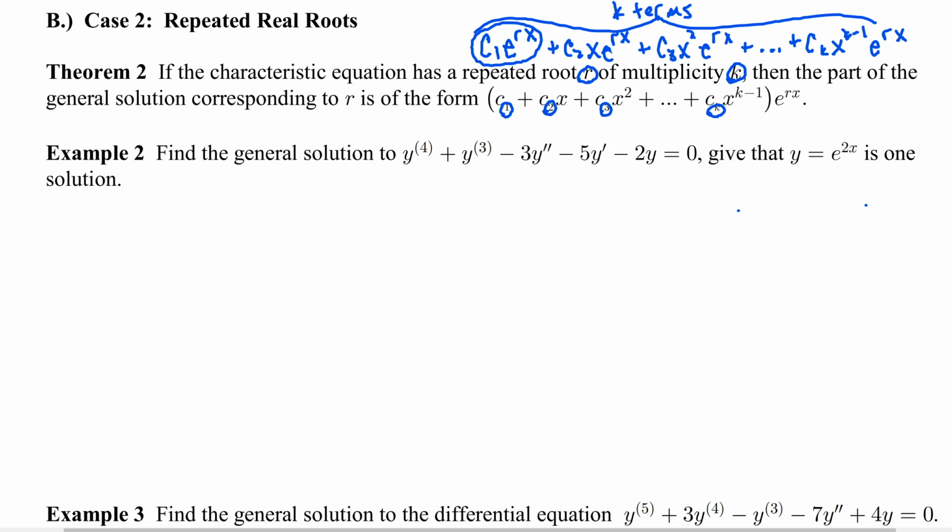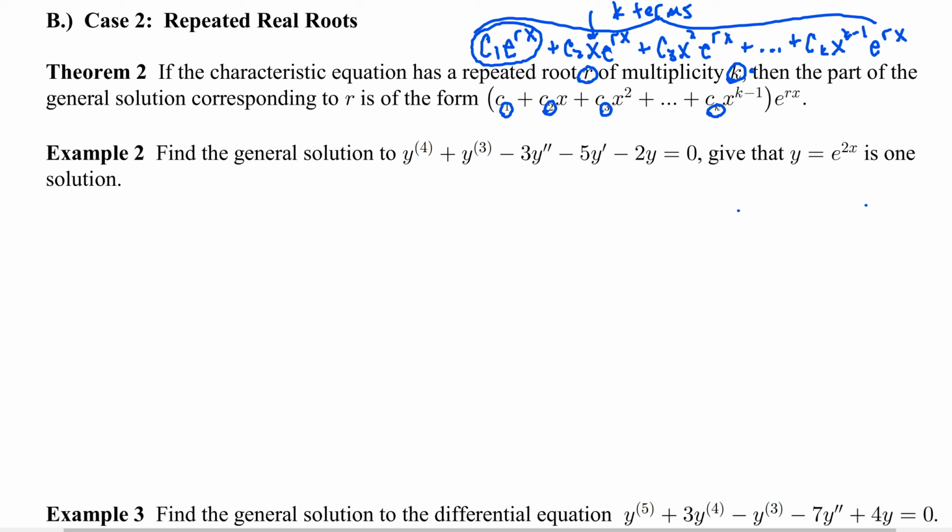However, if I have another term for the second repetition of that root, C sub 2 e to the rx, well, those terms would not be linearly independent. So my general solution would be missing information. So in order to stamp out that dependence, we're going to multiply the second term by x, because e to the rx and x e to the rx are linearly independent.